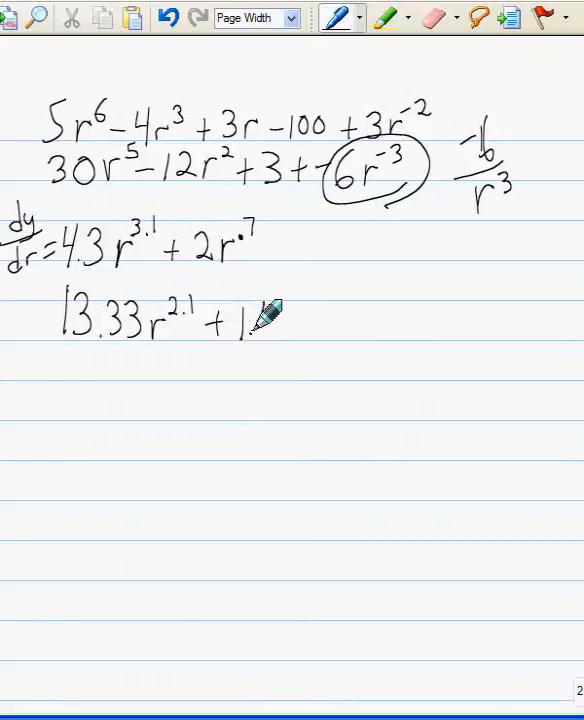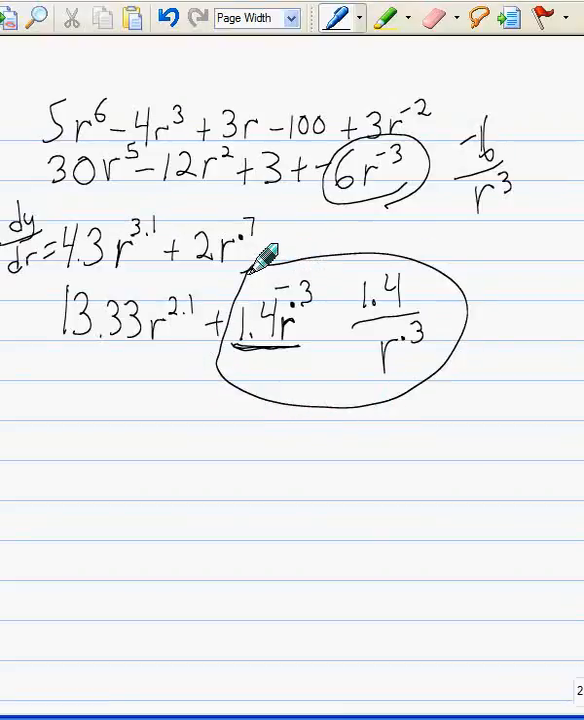Multiply by the exponent. It's the same rule. 1.4 is 2 times 0.7. Subtract 1 from the exponent. 0.7 minus 1 becomes minus 0.3. Sorry, times r to the minus 0.3. And again, we could rewrite this portion of this equation here, if we wanted to look like this. 1.4 over r to the 0.3. These two terms right here are exactly the same thing. It's just writing it in a slightly different way.